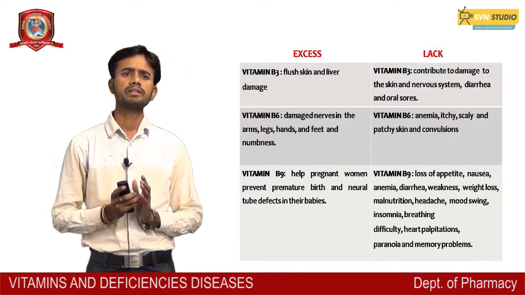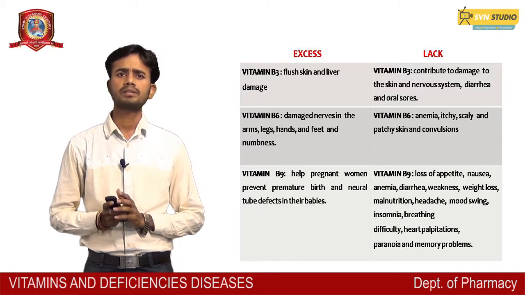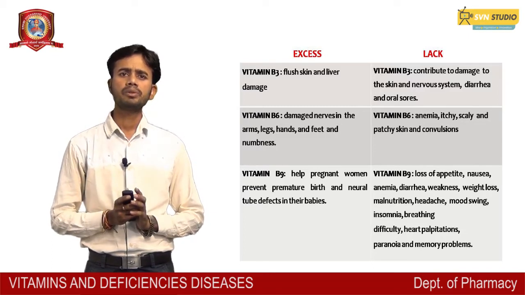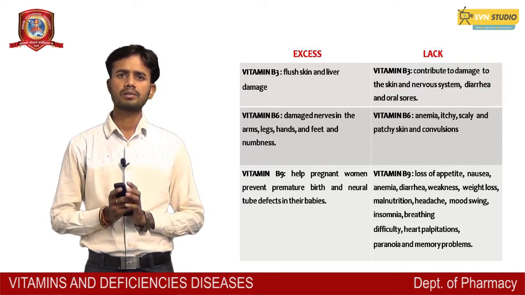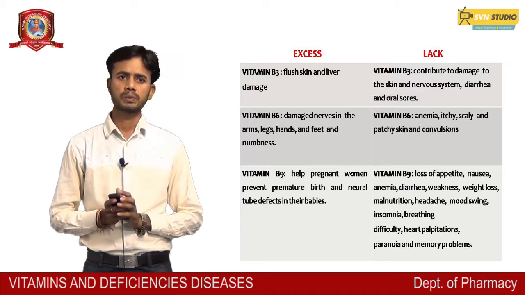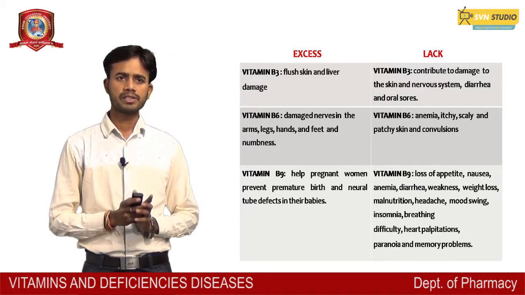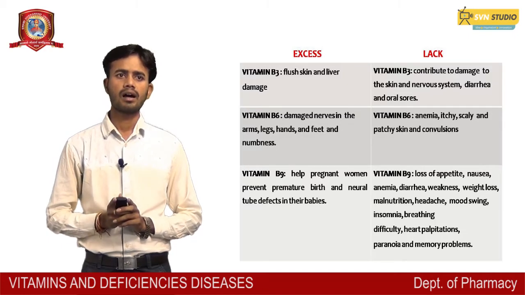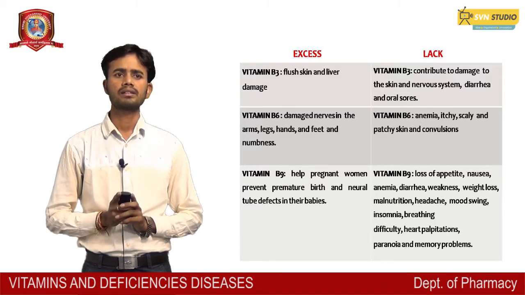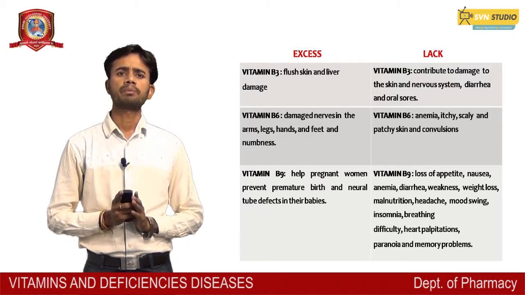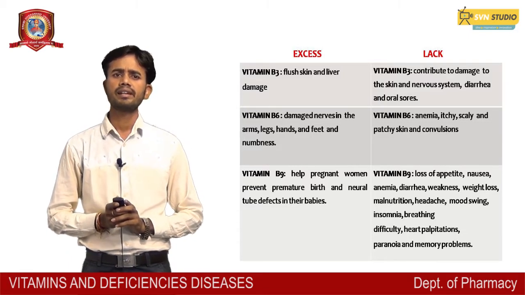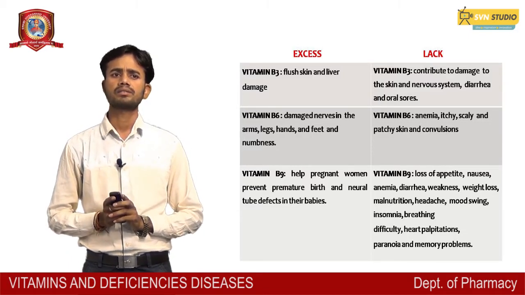Excess of vitamin B3: flushed skin and liver damage. Lack of vitamin B3 contributes to damage to the skin and nervous system, diarrhea and oral sores. Excess of vitamin B6 damages nerves in the arms, legs, hands and feet and causes numbness. Lack of vitamin B6: anemia, itchy, scaly and patchy skin and convulsions.